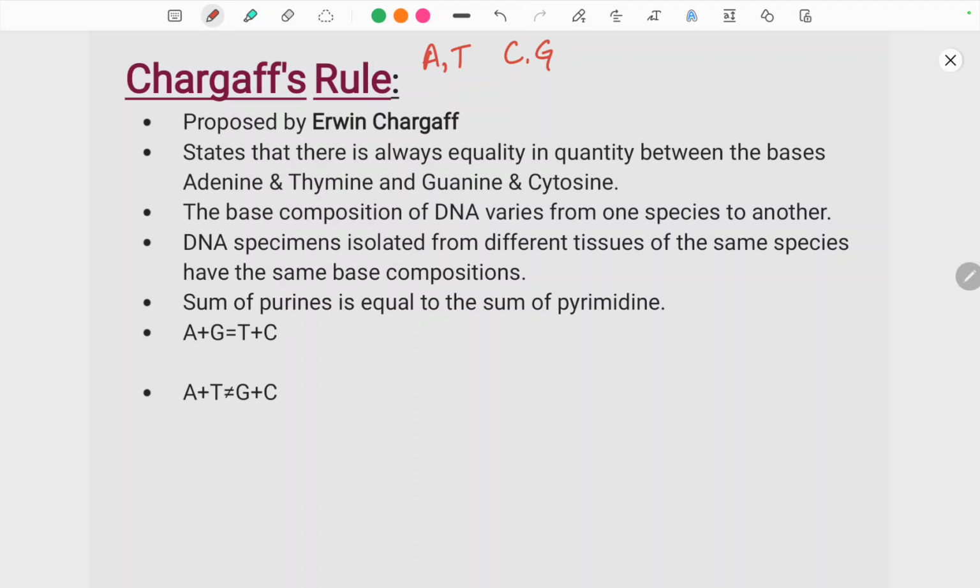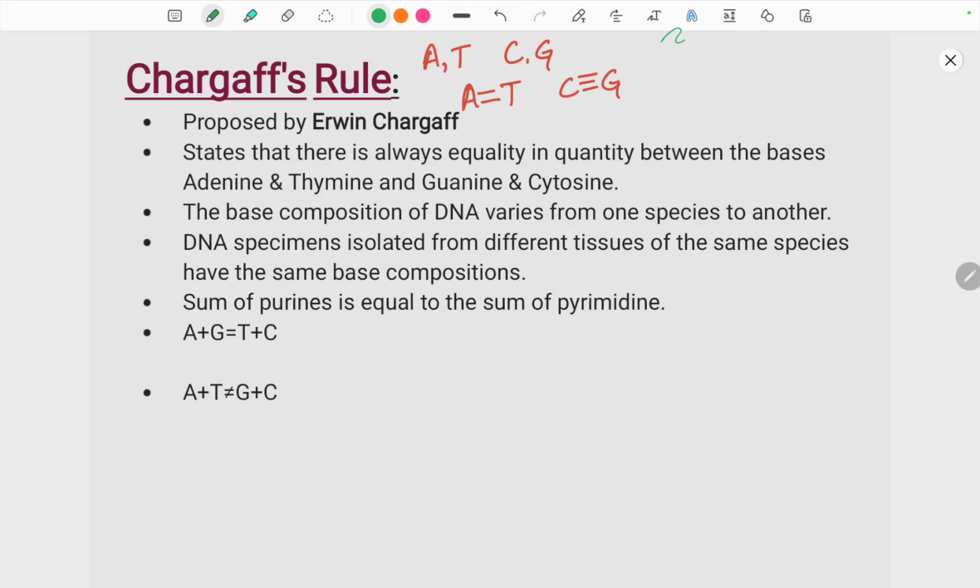Now this condition arises because of the chemistry of the double-stranded DNA, which only permits the adenine molecule to bind with a thymine molecule with a double hydrogen bond and a cytosine molecule to bind with a guanine molecule with a triple hydrogen bond.